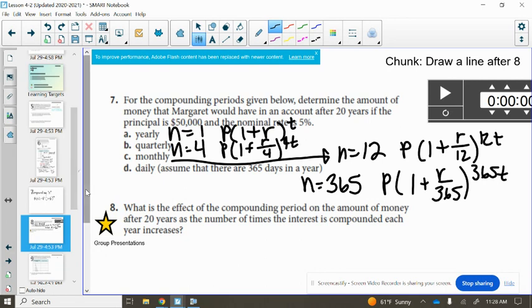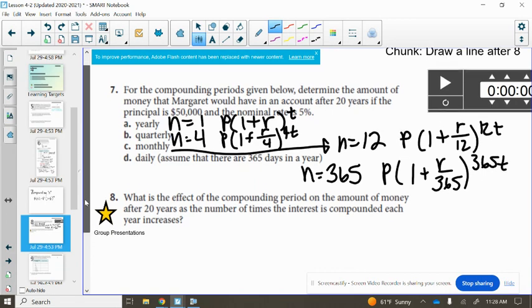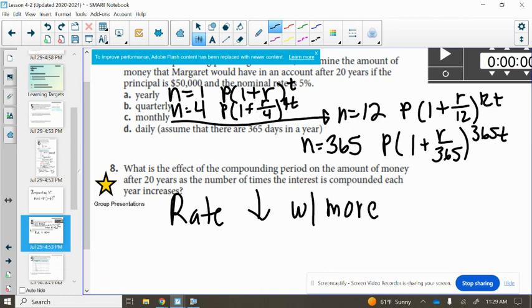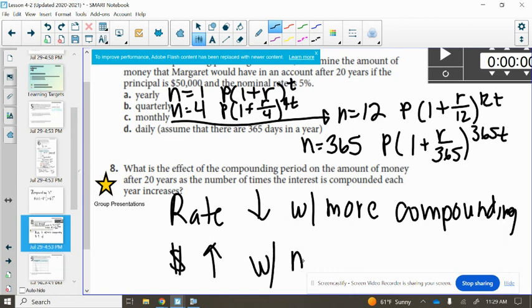And what we see over the course of this with money is that as we get a smaller rate, but with more compounding, it's going to bring that rate down. But overall, our money is going to go up with more compounding. So even though that rate looks like it's shrinking, the overall money we're getting increases.